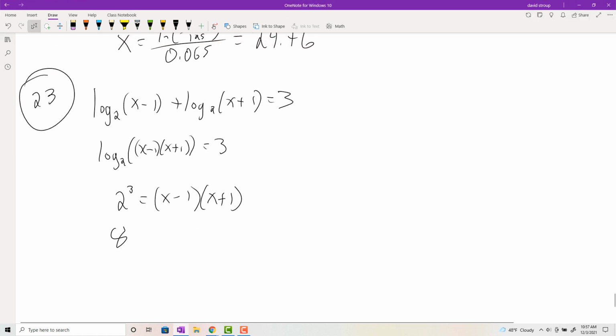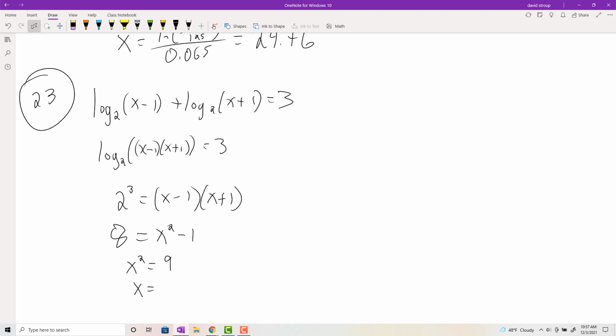2 cubed is 8. FOIL, so you get x squared plus x minus x is 0, and then minus 1. You can move the 1 to the other side, flip-flop sides, and you get x squared is 9. Square root property, x is plus or minus 3. So check x equals 3. Plug it into the log. So log base 2 of 3 minus 1, which is 2, plus log base 2 of 3 plus 1, which is 4, equals 3. Keep the sides separate.